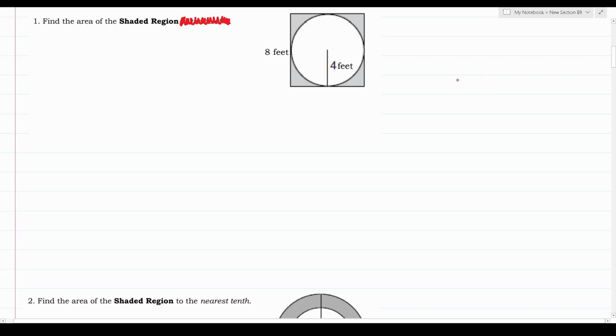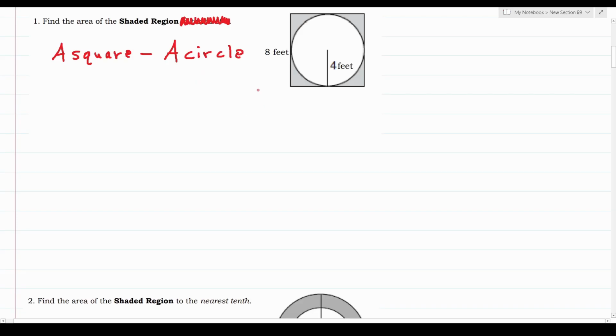It says find the area of the shaded region. Again, as I mentioned, we have a square and a circle. Well, in order to find the area of the shaded region in this case, we're going to find the area of the square, and we're going to subtract that by the area of the circle.